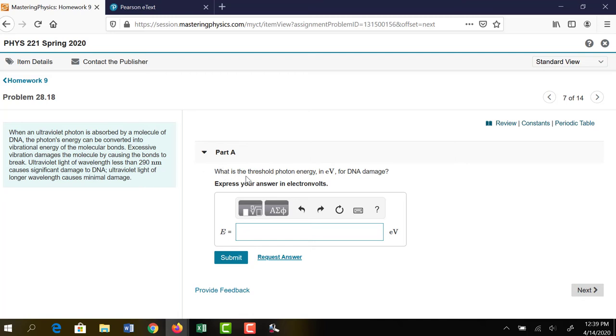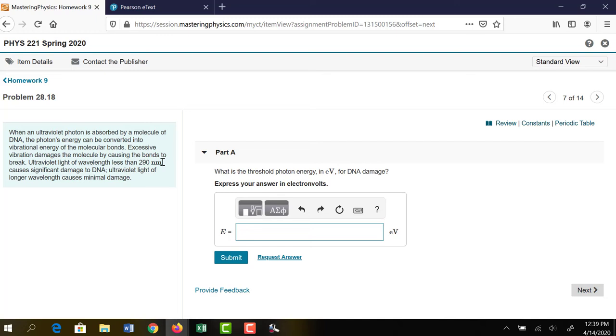So we want to know, what is the threshold energy in electron volts for DNA damage? Okay, so here's the wavelength, 290 nanometers. We want to know how much energy that corresponds to. So this is sort of a biology question. If this is the wavelength, or anything less than that causes damage, how much energy is associated with that?